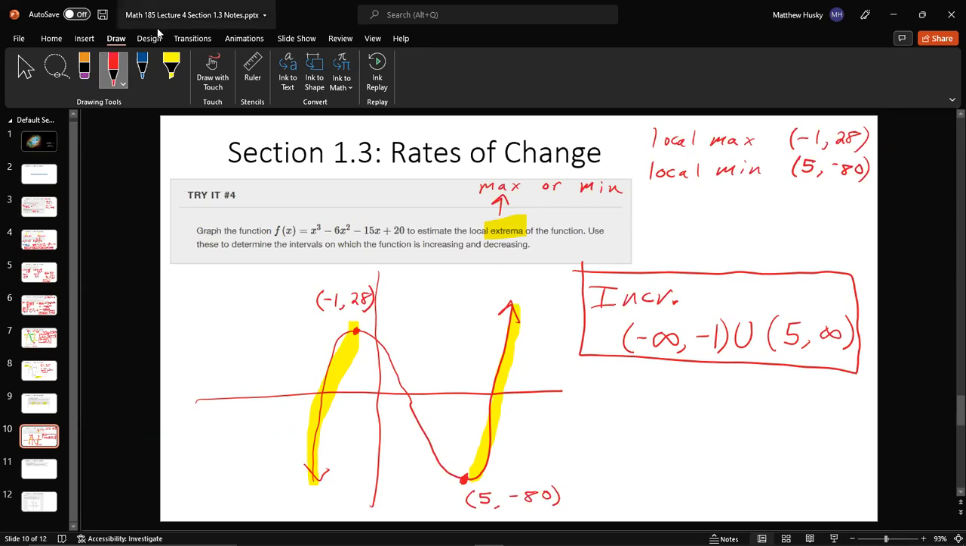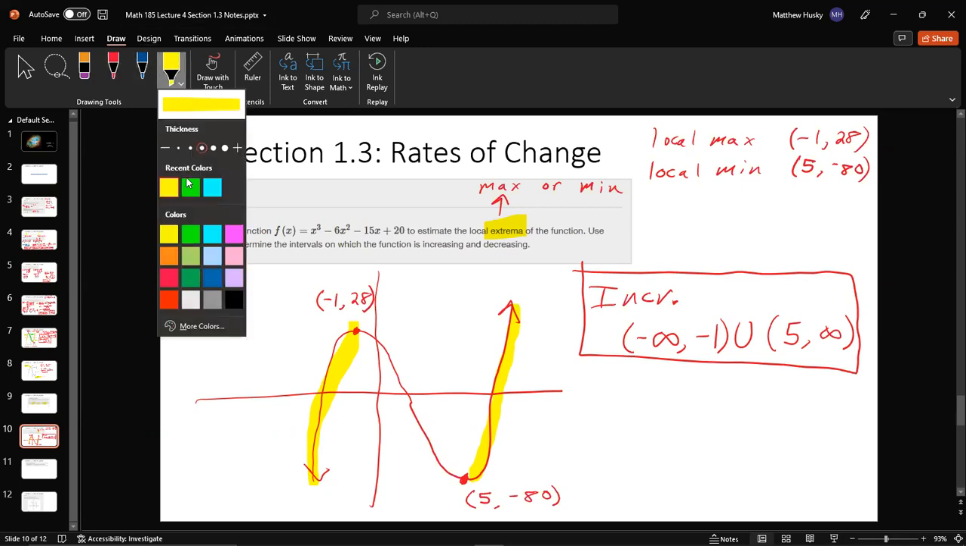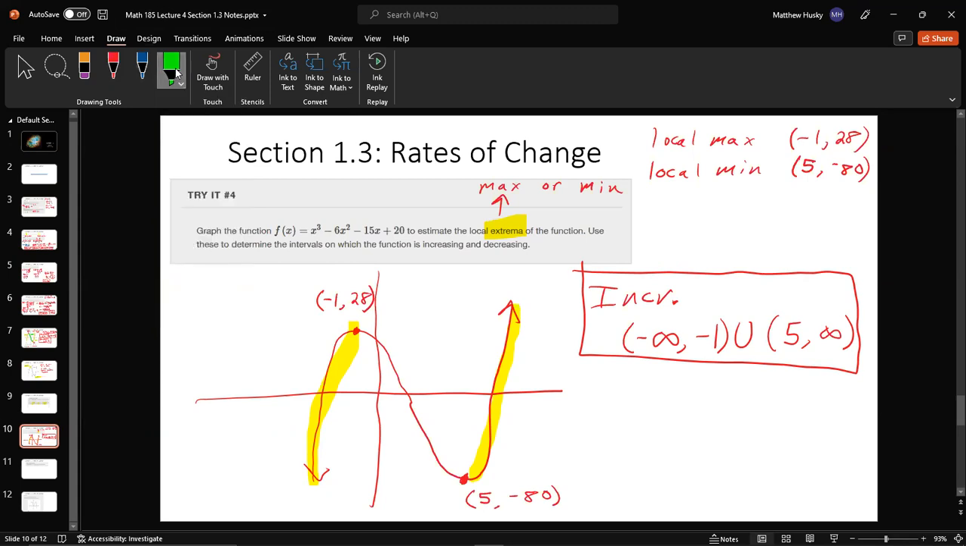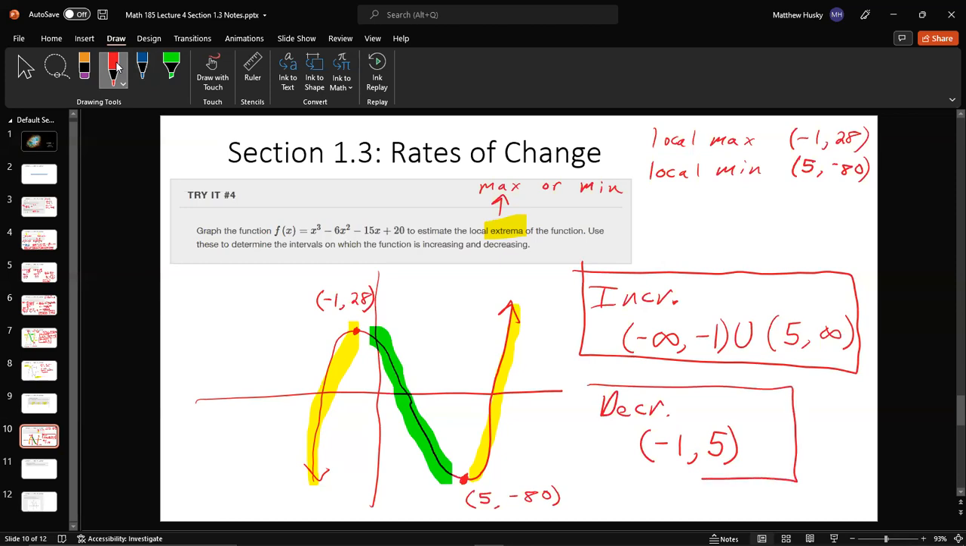And then in the middle, I'll do that in green here. This chunk right here is where it is going down. So it is decreasing. And it's going from negative 1 to 5. That is where it is decreasing. You'll notice when I give these intervals, you're just always going to use parentheses. You don't necessarily have to worry about whether it's included or excluded. You just always use parentheses by default and keep it simple.